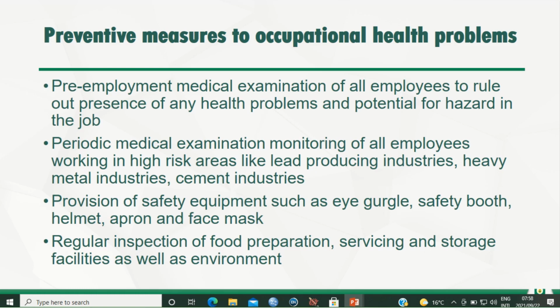Having looked at the factors that contribute to occupational health problems, how can they be prevented? We look at the preventive measures for occupational health problems. One, pre-employment medical examination of all employees to rule out the presence of any health problems and potential for hazard in the job.